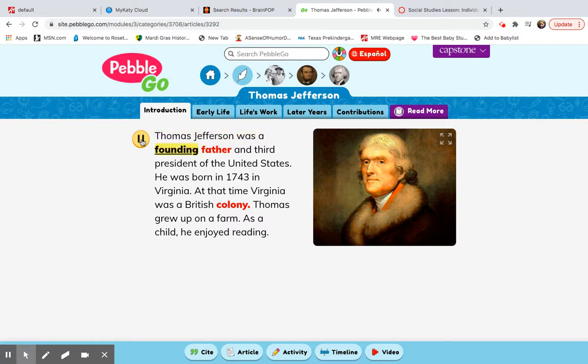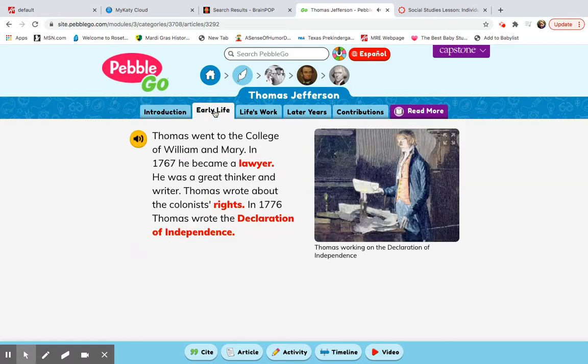Thomas Jefferson was a founding father and third president of the United States. He was born in 1743 in Virginia. At that time, Virginia was a British colony. Thomas grew up on a farm. As a child, he enjoyed reading. Thomas went to the College of William and Mary. In 1767, he became a lawyer. He was a great thinker and writer. Thomas wrote about the colonists' rights.